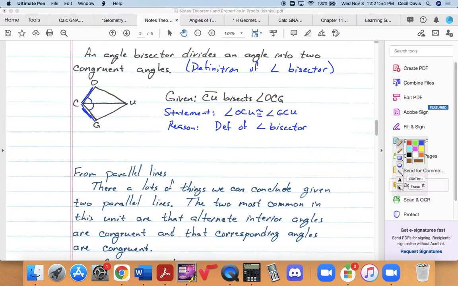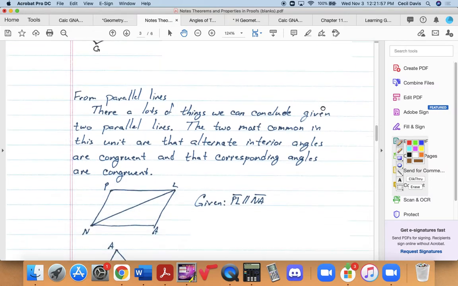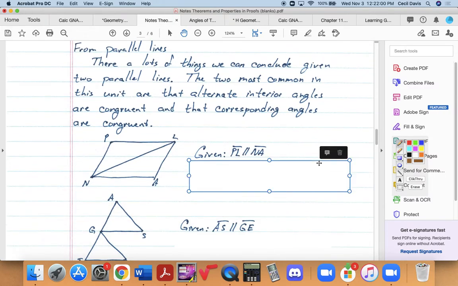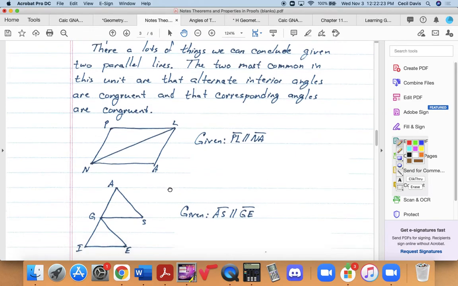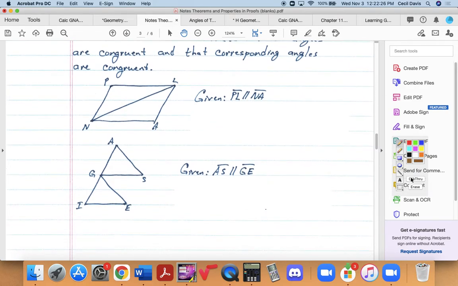All right. Last thing, and then we're going to practice all this, is what if you start off with parallel lines? We know a lot of things about parallel lines. We're not going to use all of them. The two that we use almost always are the alternate interior angles theorem and the corresponding angles postulate. For this one, if we're given that PL is parallel to NA, you've got to pay attention to which lines are parallel. Otherwise, you may give the wrong statement.